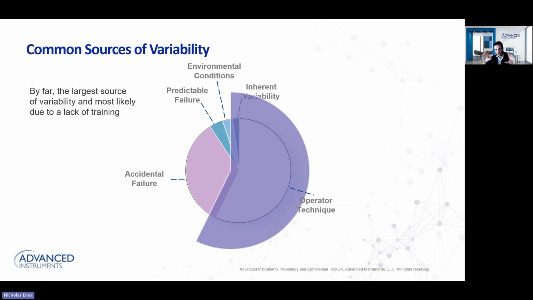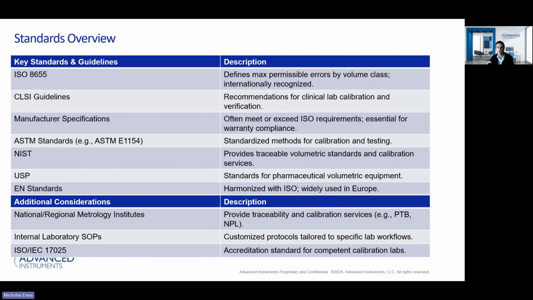So now that we have level set on sources of variability, let's talk a little bit more about the standards that are involved with tolerances. I have a lot listed here. There are plenty more standards, but I think these are the ones that we often see. I really want to go through each standard, what they're about, and how they relate to tolerances. Once again, if at any point you get lost or have questions, please let me know. But first, we're going to start with ISO 8655.